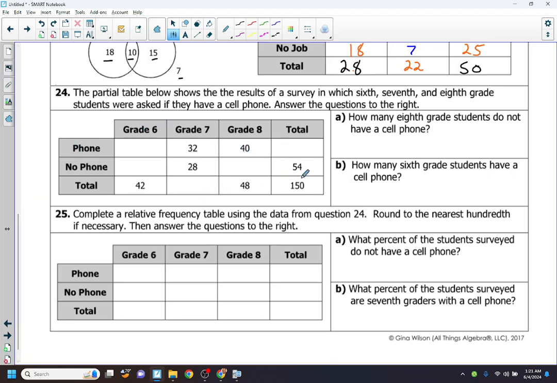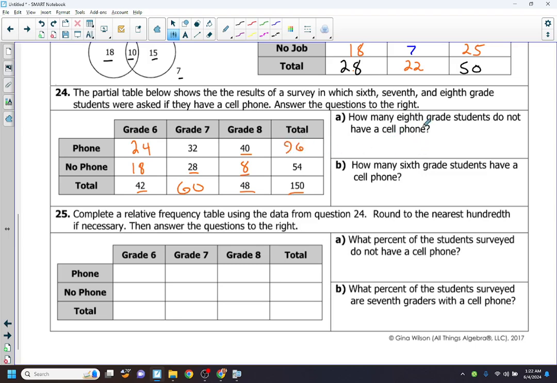Let's try it out. This is 150. So 150 minus 48 minus 42, that will be 60. 48 minus 40 would be 8, because 40 plus 8 should be 48. I could do 54 minus 8 minus 28. That's going to be 18. Then 42 minus 18. That's going to be 24, because 24 plus 18 should be 42. And then I could add these up, and that would be 96.